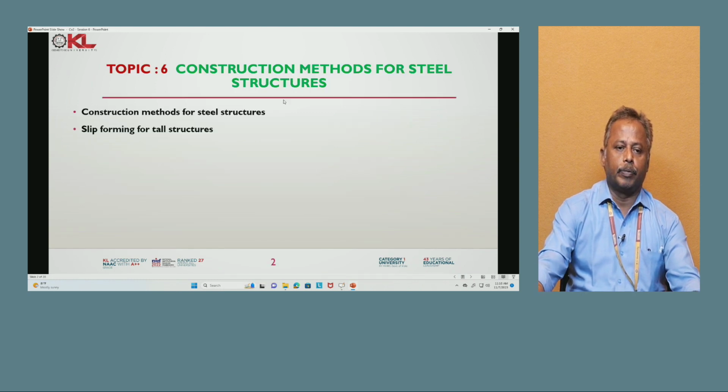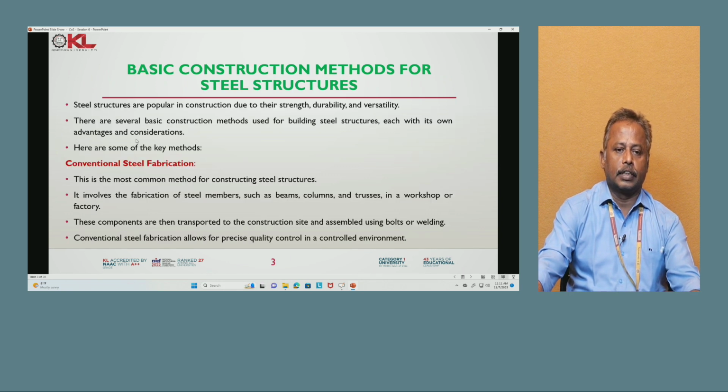Today we will discuss the Sustainable Construction Technology course, the sixth topic. The topic is construction methods for steel structure. In this topic we will discuss two subtopics: one is the construction method for steel structure, and the other is slip forming for tall structures. First we will discuss the construction method for steel structure.